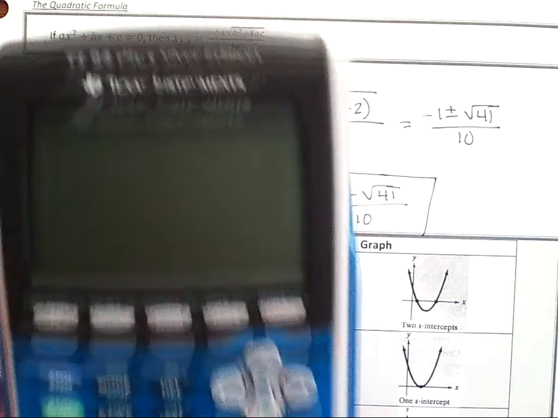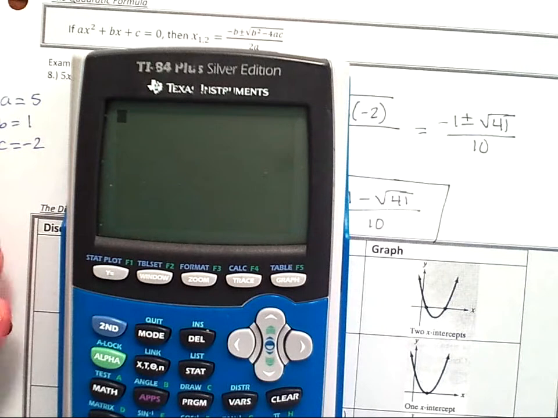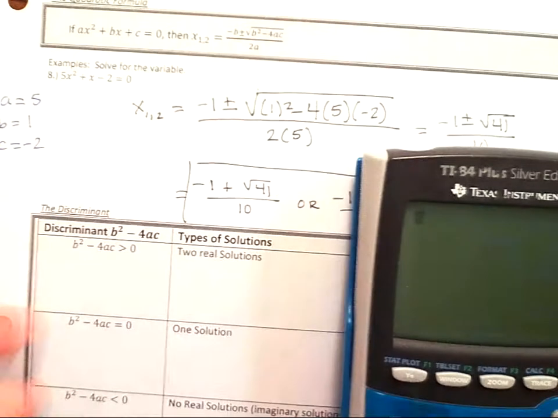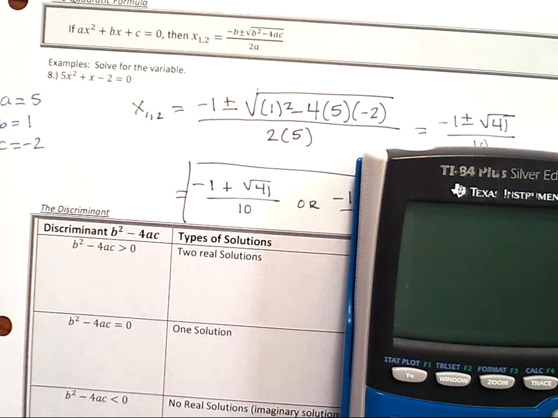Press y equals. Walk me through it, Davis. I feel like you know. You're laughing at me like I'm old. What? Okay, so walk me through the steps. I don't care if you guys laugh at me. It's not going to hurt my feelings.